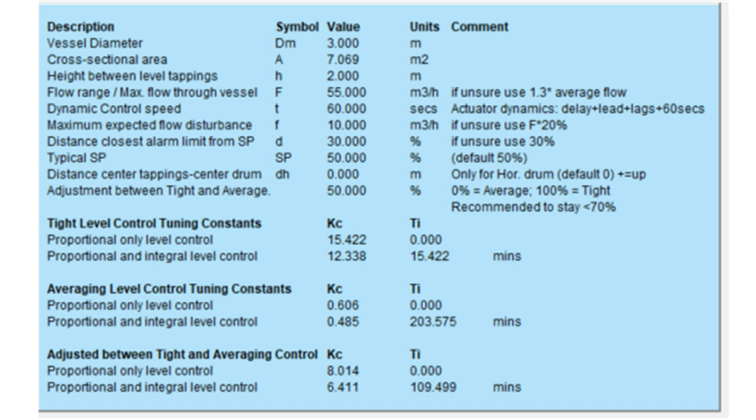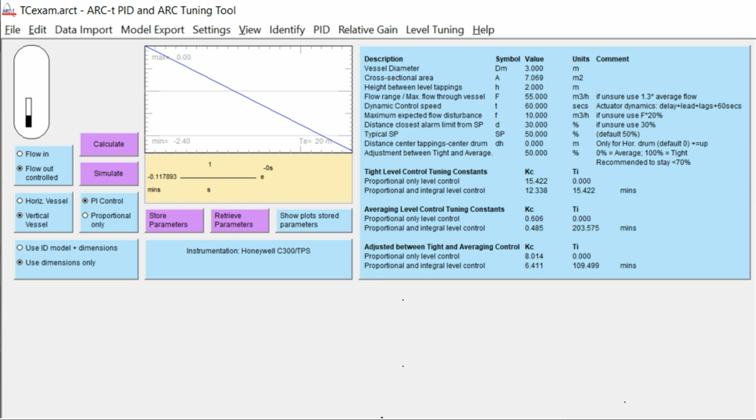30% can be used, or a smaller number if you have less leeway between the set point and the closest alarm limit. The software then calculates tight level control settings, averaging level control settings, or an adjustment between tight and averaging, so that you have all of the possible tuning you may need depending on the scenario.